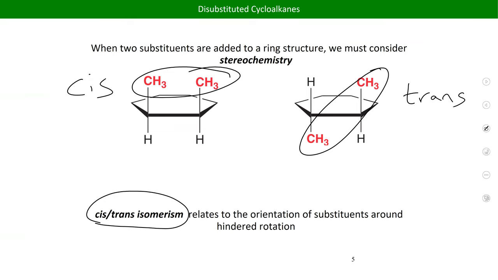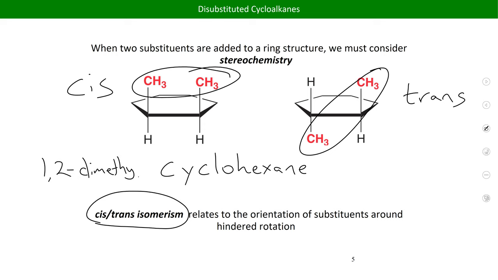Right, and if we're naming these two molecules, they're both going to start with the same parent molecule. They're both cyclohexane, right? And they're both dimethyl, 1,2-dimethyl cyclohexane. So to differentiate between the two of them, you just literally add cis or trans to the front. So the one on the left would just be cis.